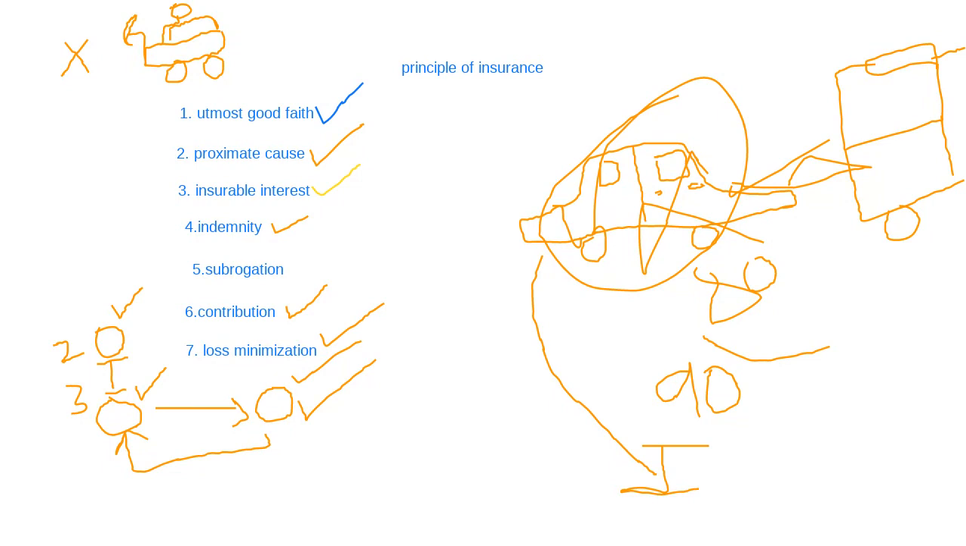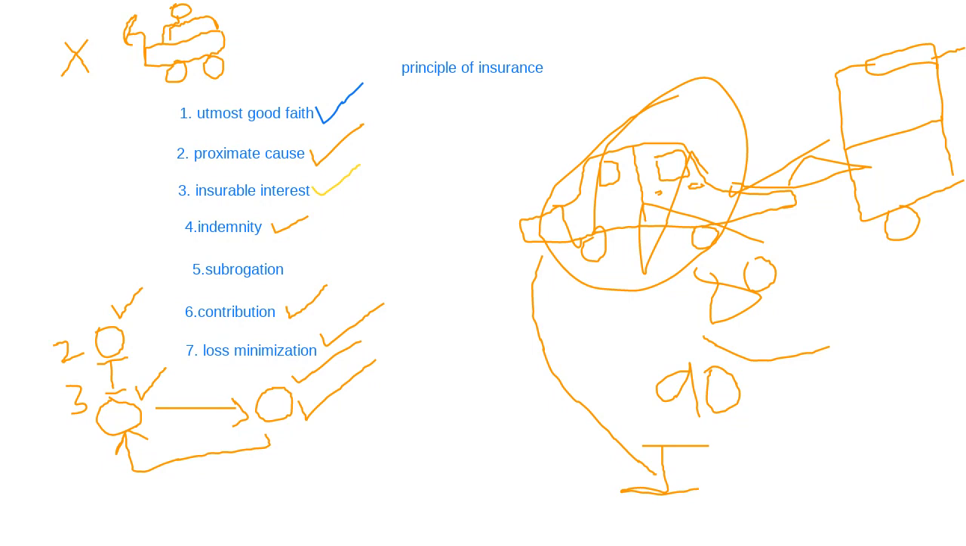I'm just making a revision of these principles. Utmost good faith means all things should be in written form. Proximate cause means the insurance company will see the nearest reason. Insurable interest means that if you have the ownership right and will face any financial loss, then you can take the insurance. Indemnity means minimization of losses. It is only applicable in case of general insurance, not to the life of an individual or animals.